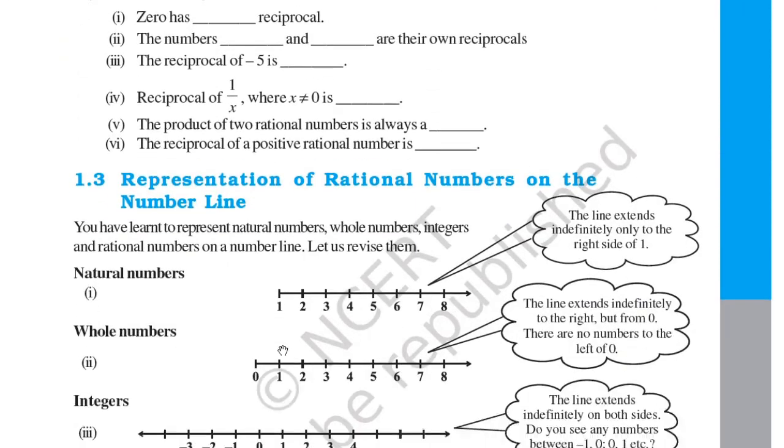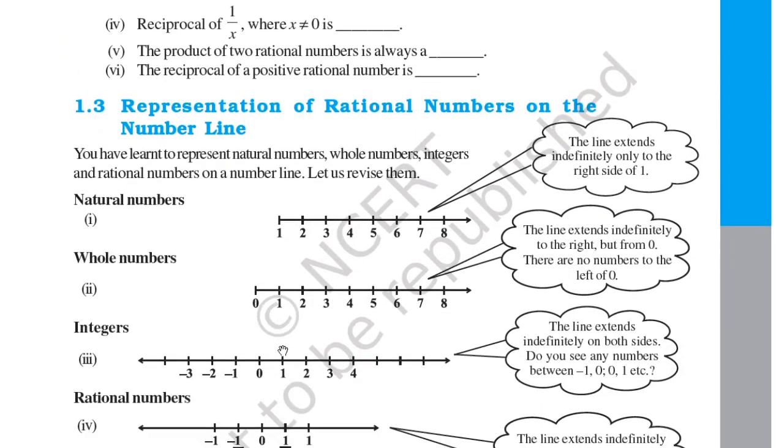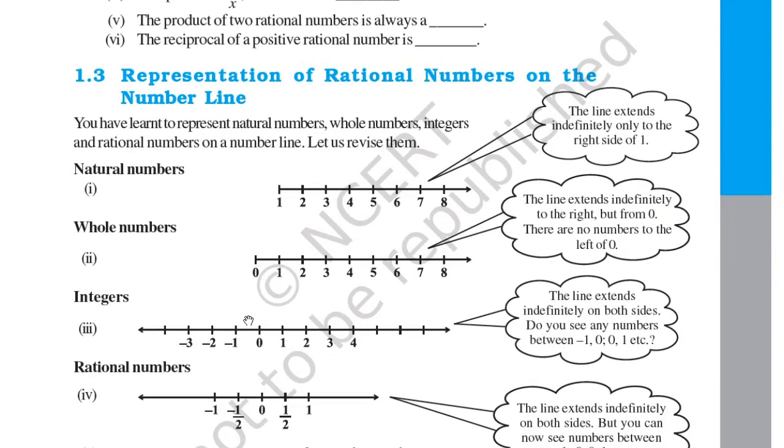Now, representation of rational numbers on the number line. You must have seen the number line. You have learned to represent natural numbers, whole numbers, integers and rational numbers on a number line. Let us revise them. You can see natural numbers 1, 2, 3, 4, 5, 6, 7, 8. The line extends indefinitely only to the right side of 1.